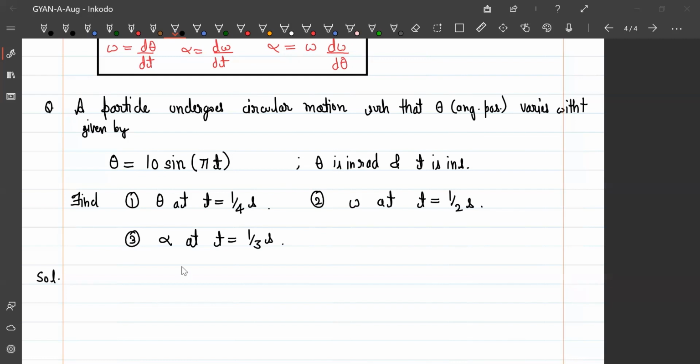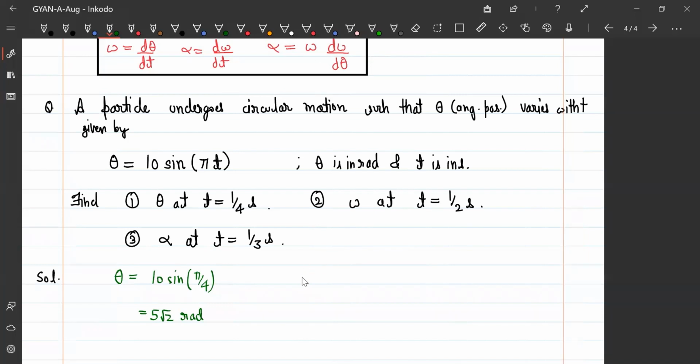Bharvi, can you tell me the value of theta at t is equal to 1/4 second? Yeah, this will be 10 sine pi/4. Pi/4 is 45 degrees, so 5 root 2 radians.